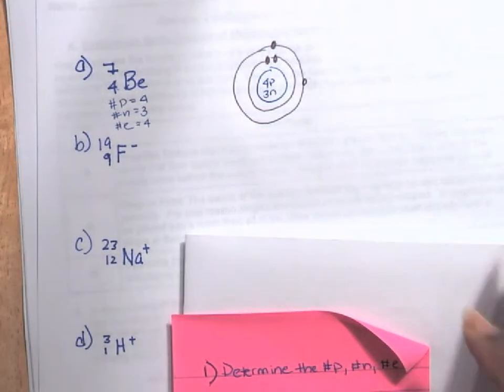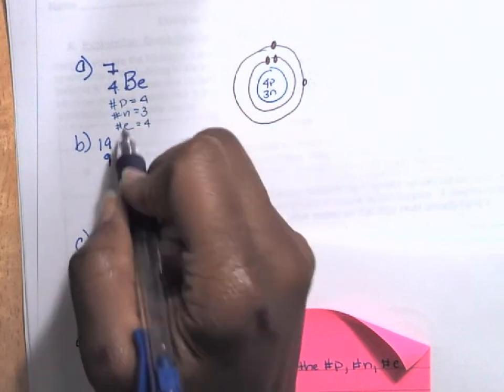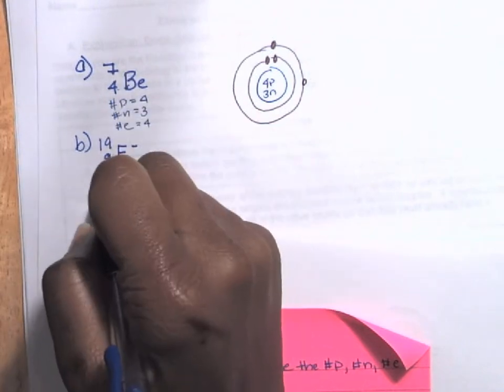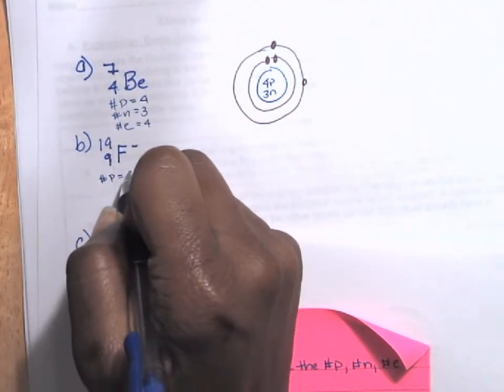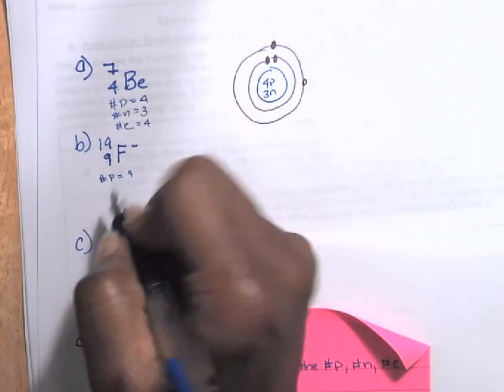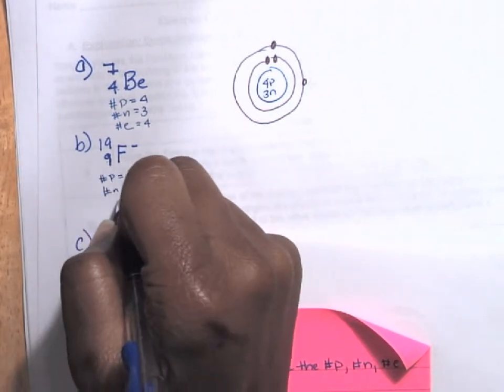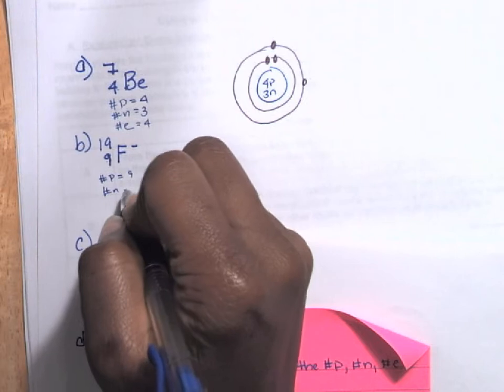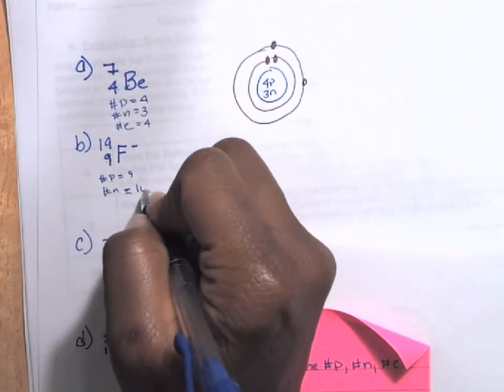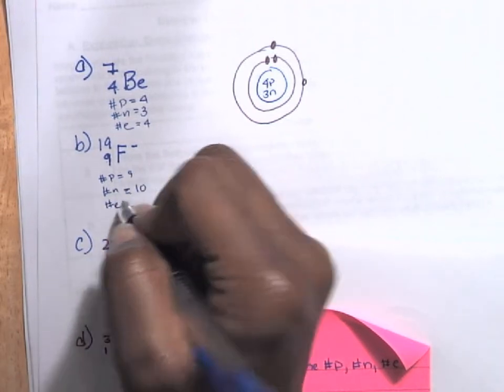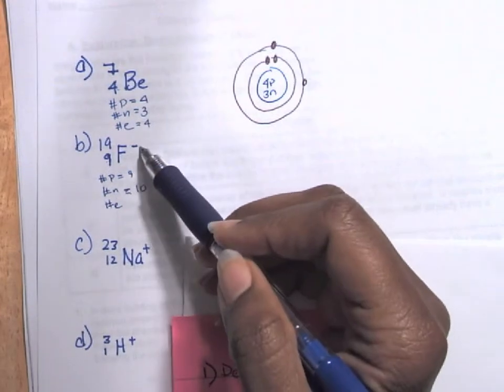All right, let's try this now for fluorine. So again, we're going to find the number of protons, neutrons, and electrons. So protons is equal to 9. It's that bottom number, the atomic number. Neutrons is going to be the top minus the bottom. So that will be 19 minus 9. It gives us 10. And then the electrons, in this case, we have a -1 charge.